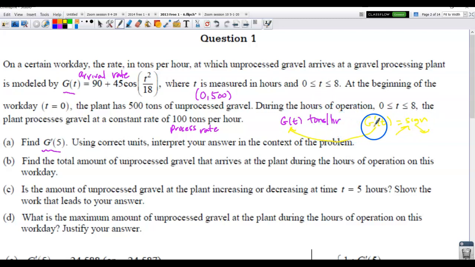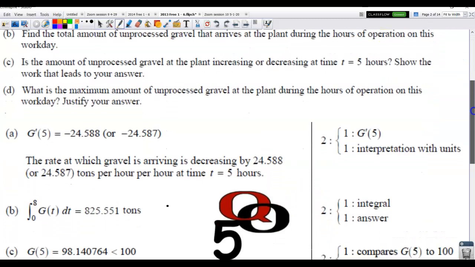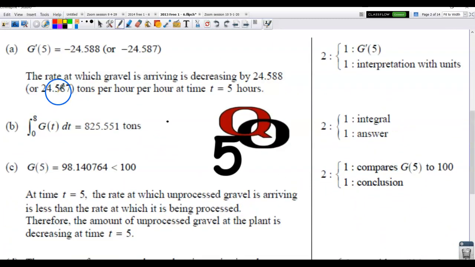Also, since G of t is in tons per hour, G prime of t is tons per hour, and then we divide by time again, so that would be tons per hour per hour, or tons per hour squared. So with our calculator, we're going to find G prime of 5, and we'll go to the scoring rubric to take a look at that. So G prime of 5 directly off the calculator, which would be math 8, is negative 24.588, or we'll take negative 24.587, either rounded or truncated, and there's 1 point for getting the correct value.